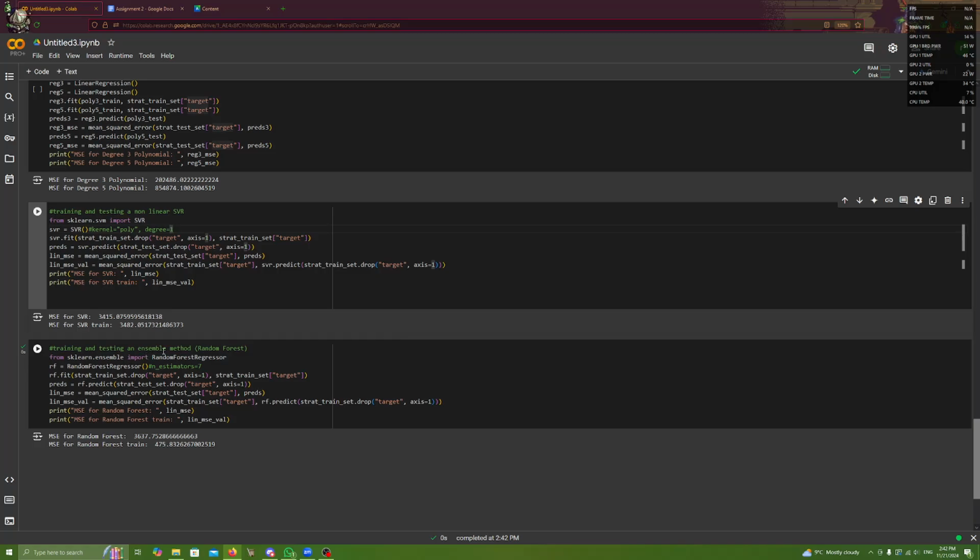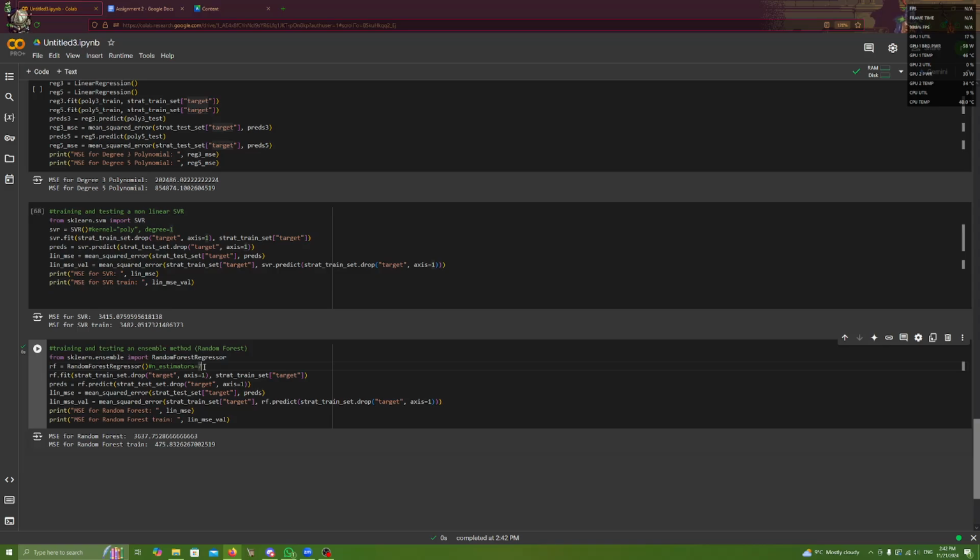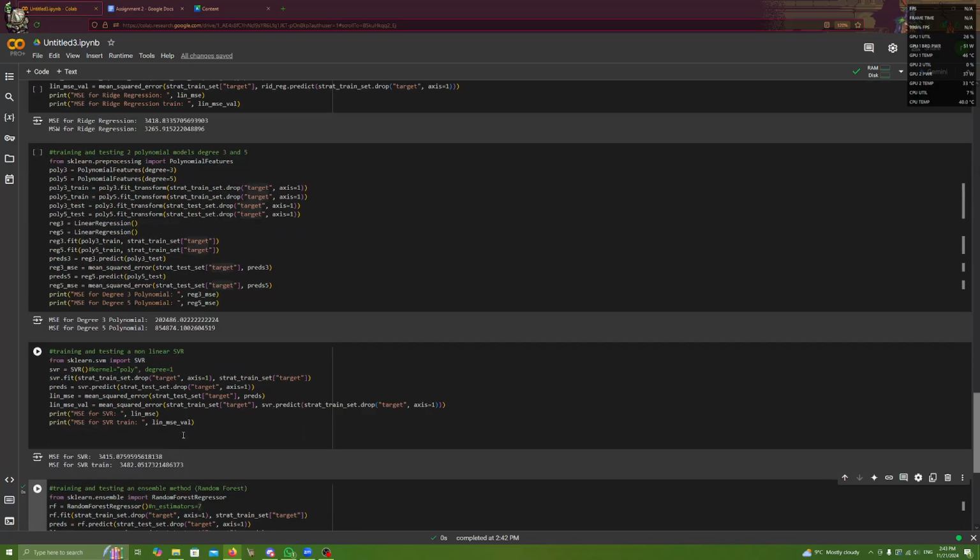And then a similar thing with the random forest regressor. I've found that at 7 estimators it performs the best, but for the sake of this, we will try it with the default configuration. And so it gives us 3,600 for the testing error and 466 for the training error. So again, you could see this is severely overfitting, most likely. So that's the overview of every model.